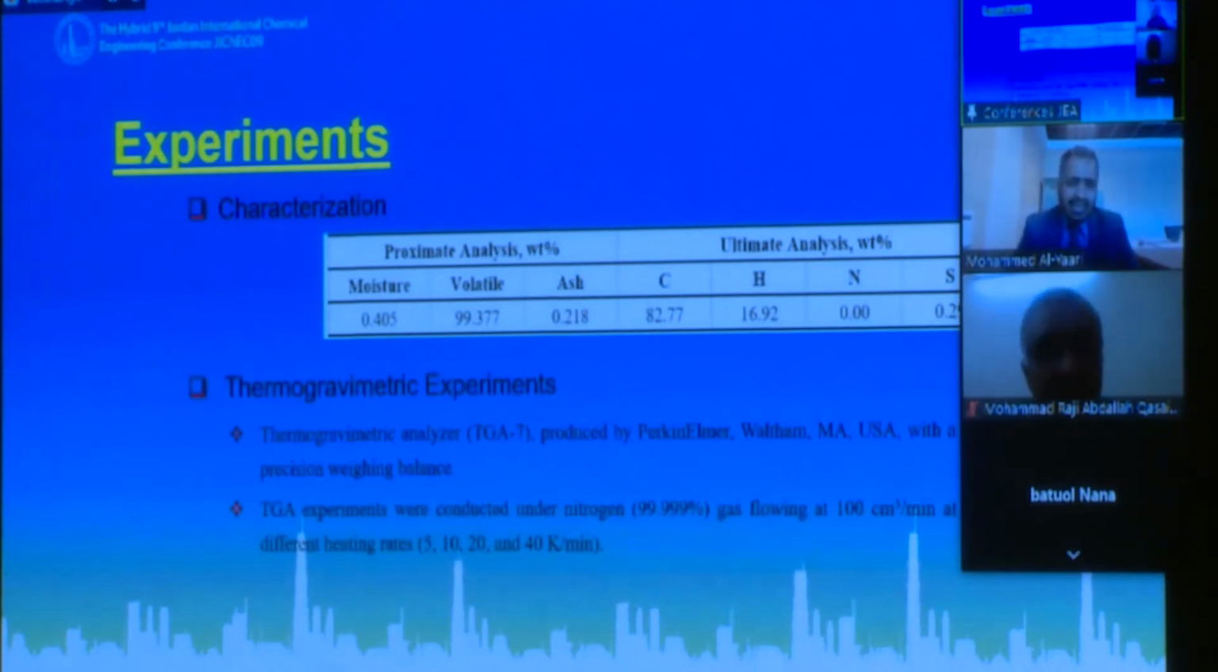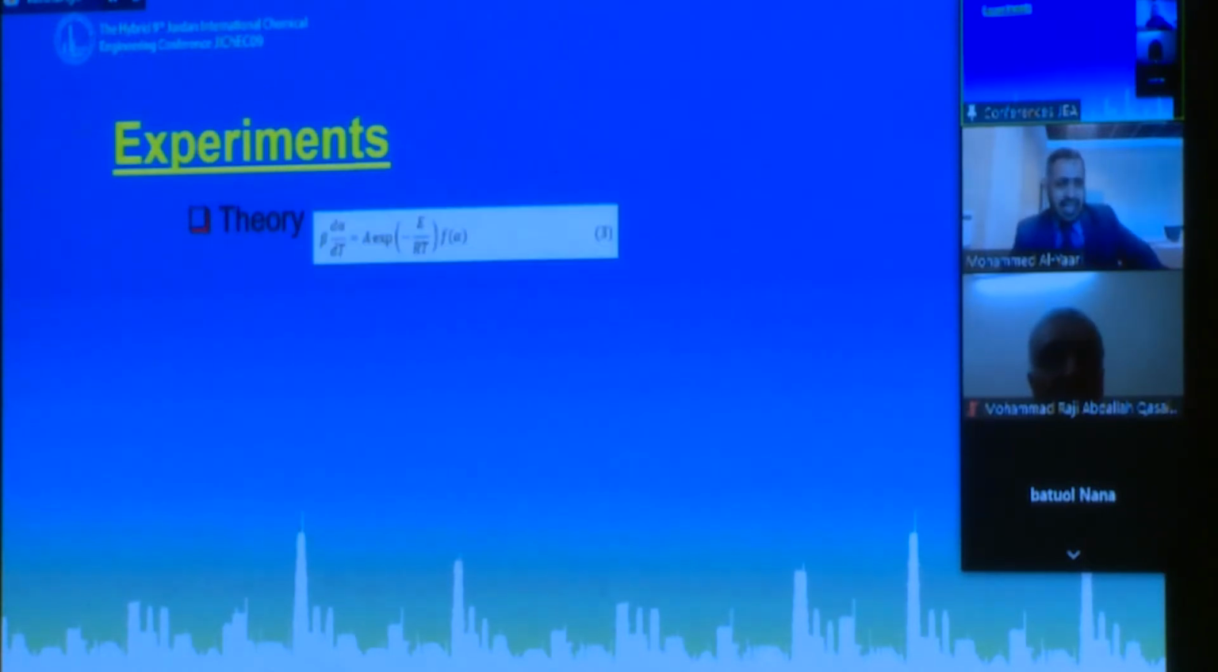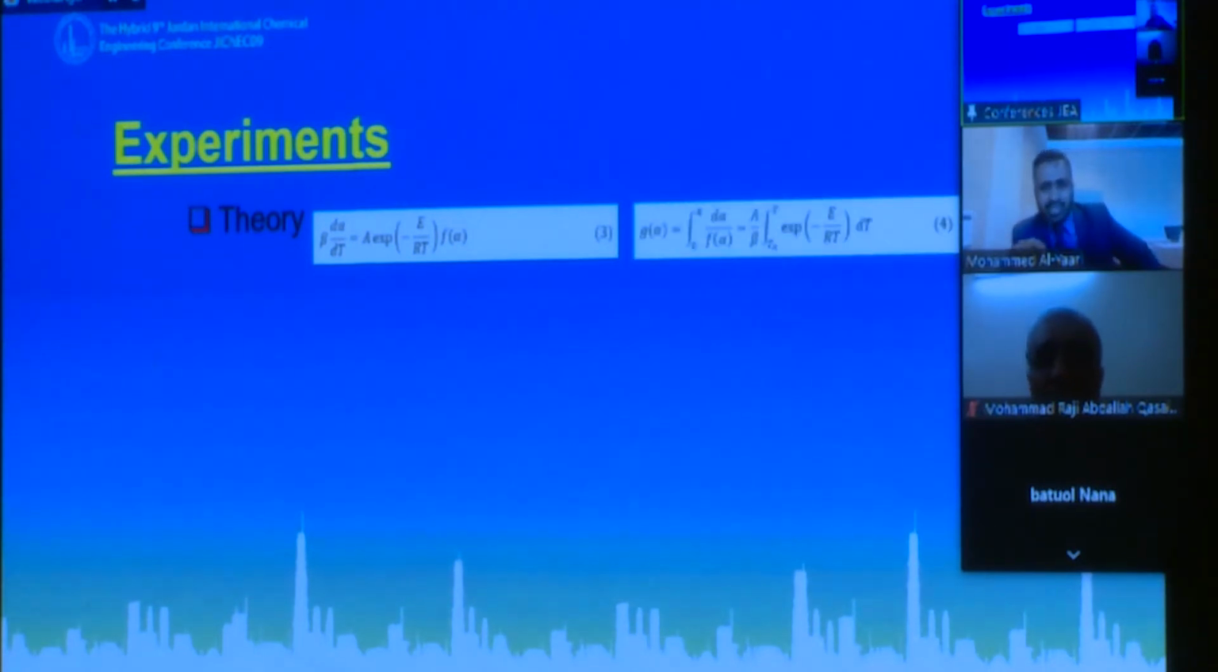So we did some thermogravimetric analysis, TGA, using pure nitrogen flowing at 100 milliliters per minute at 4 different heating rates, as I told you. If we define the reaction rate of the pyrolysis of high-density polyethylene by this equation 3 for non-isothermal pyrolysis, or we can represent it by equation 4 in the integral form.